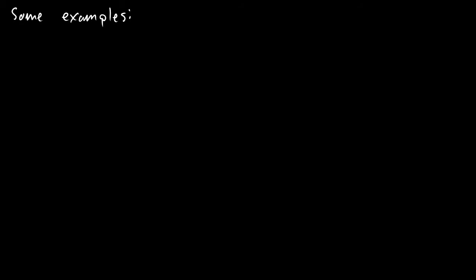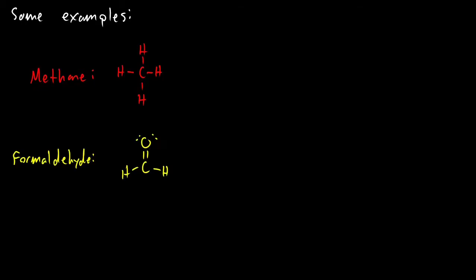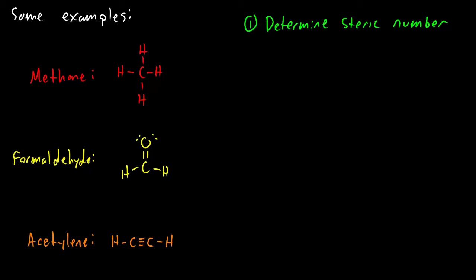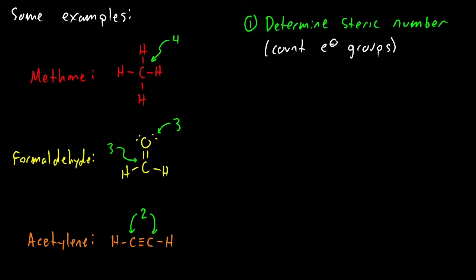Let's take a look at some simple organic examples to see what we're talking about here. Specifically, we're going to take a look at methane, formaldehyde, and acetylene. The first thing we want to do is determine the steric number around each of the atoms in the molecule. This is the same thing you did back in general chemistry when you counted the electron groups around an atom. Remember that multiple bonds only count as a single domain or a single group around an atom. So this means that in methane, the carbon has 4 electron groups, a steric number of 4. In formaldehyde, both the carbon and the oxygen have steric numbers of 3, and in acetylene, both of the carbons have steric numbers of 2.